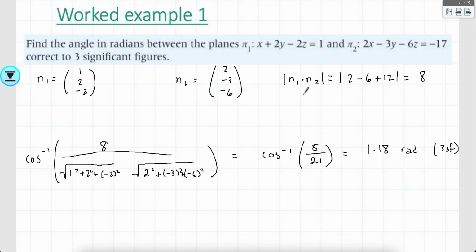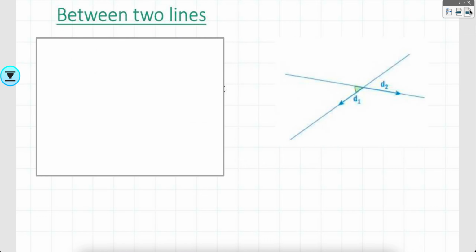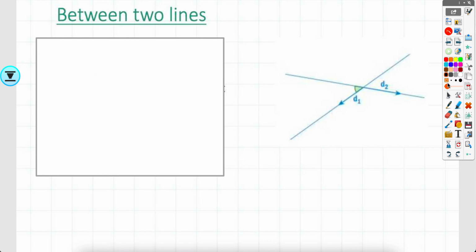So you just have to use this last line. And again, as I said, you can completely plug this part into the numerator, but I'd rather do it separately to avoid any mistakes. Now, what if I have two lines and I need the angle between them?